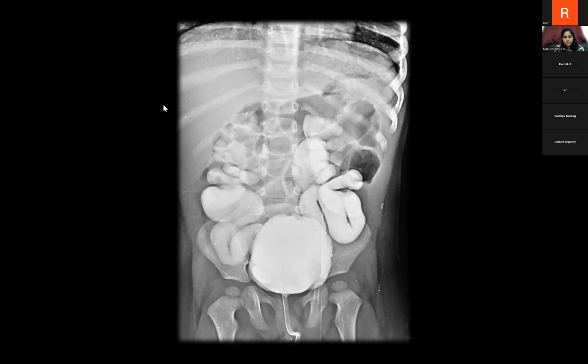Time is up. Okay. Yes, the answer is bilateral grade 5 VUR. Purvita has answered, but not completely. Aditya has answered it completely. It's bilateral grade 5 vesico-ureteric reflux.